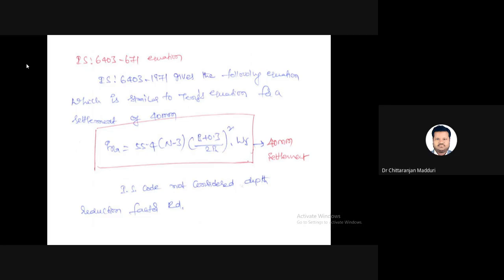When compared to the IS code equation, Terzaghi and Peck's equation is popular. Nowadays the IS code equation is not used by engineers; everyone follows Terzaghi and Peck's equation. That's why I have solved problems using Terzaghi and Peck's equation only.